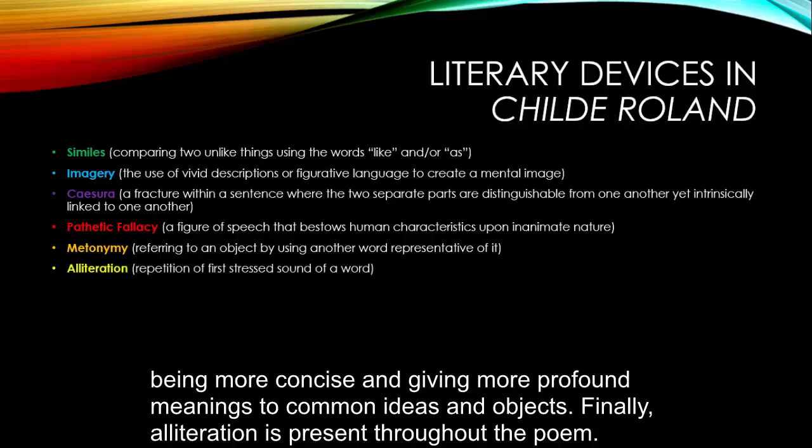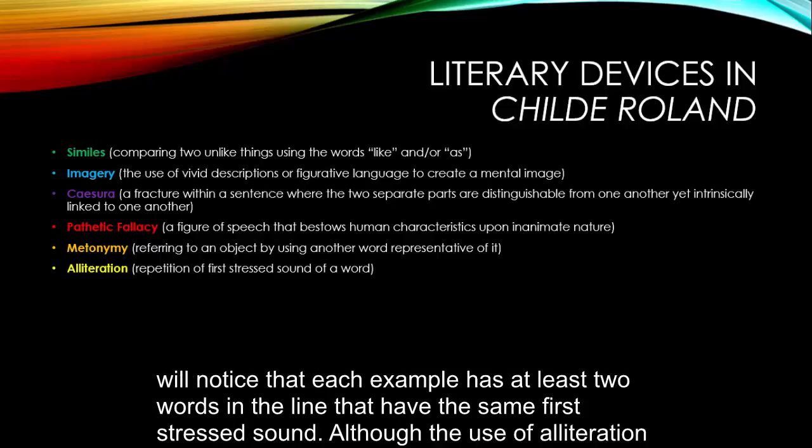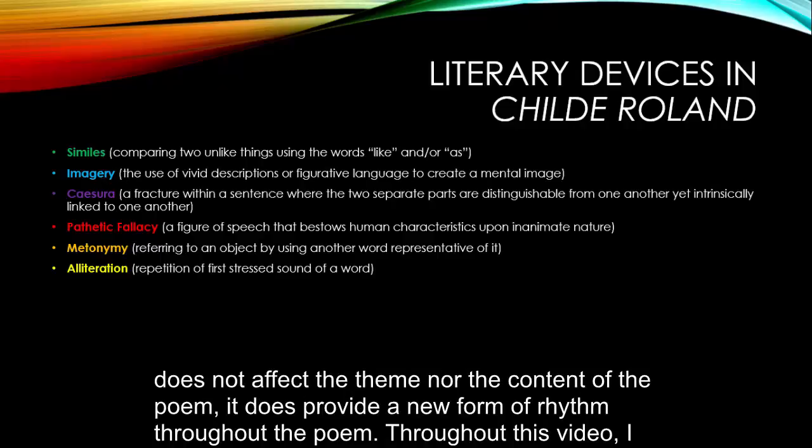Finally, alliteration is present throughout the poem. Alliteration is defined as the repetition of the first stressed sound of a word. As we look at the examples of alliteration throughout the poem, we will notice that each example has at least two words in a line that have the same first stressed sound. Although the use of alliteration does not affect the theme, nor the content of the poem, it does provide a new form of rhythm throughout the poem.